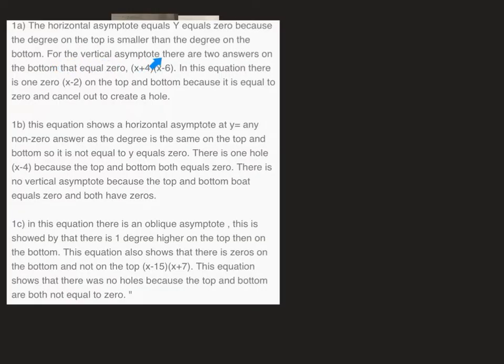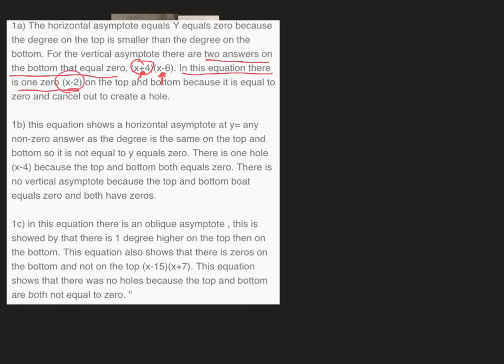All right, let's see here. For the vertical asymptote, there are two answers on the bottom that equal 0: x plus 4, x minus 6. Well, they might not equal 0. It depends what x is. So I guess when x is -4, that equals 0, but this one doesn't. So no, there are never two answers on the bottom that equal 0. There's either this one equals 0, or this one equals 0, or none of them equal 0. Like when x is 5, none of them do. Right? So it says in this equation there is one 0, which is x minus 2.